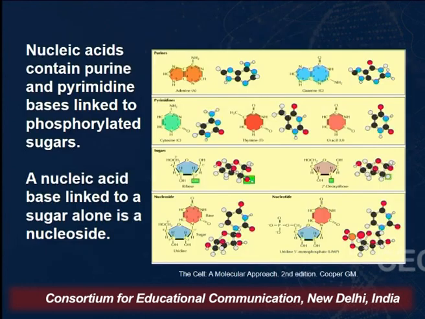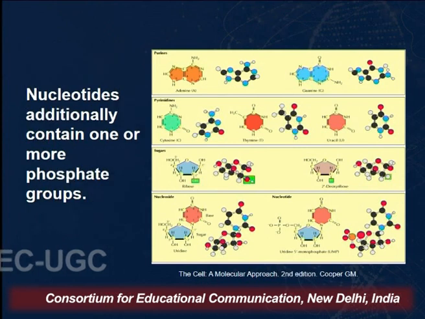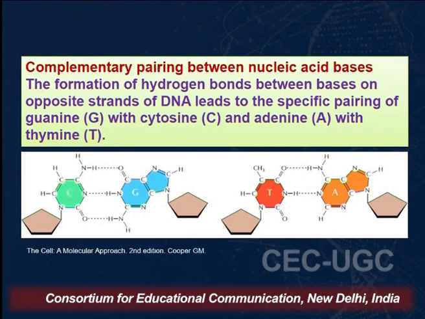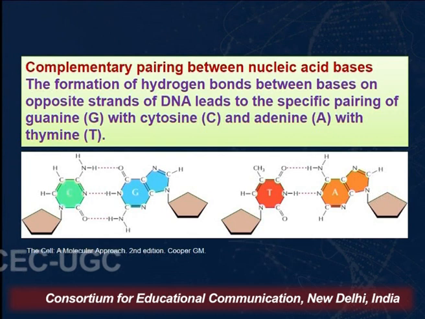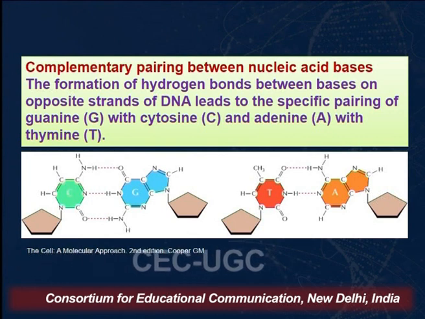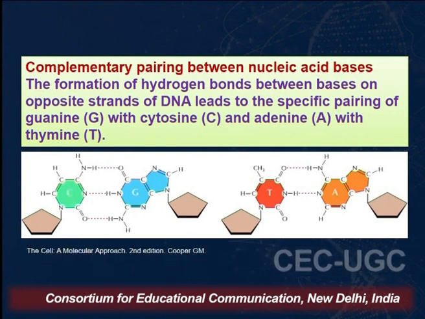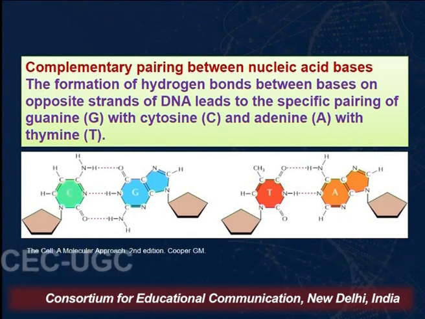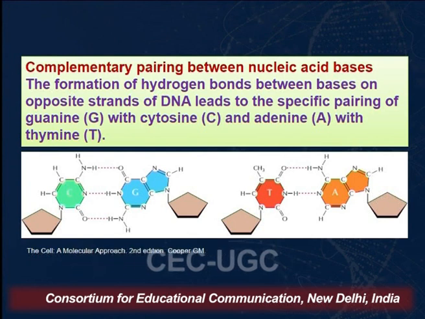Now the nucleotides contain the purine and pyrimidine bases which are linked to phosphorylated sugars, and a nucleic acid base linked to a sugar alone is called a nucleoside. The nucleotide additionally contains one or more phosphate groups. Now these nucleotides within this double helix structure pair with one another through complementary pairing. So there is a formation of a hydrogen bond between the bases of the opposite strands of the DNA. So there is a specific pairing taking place.